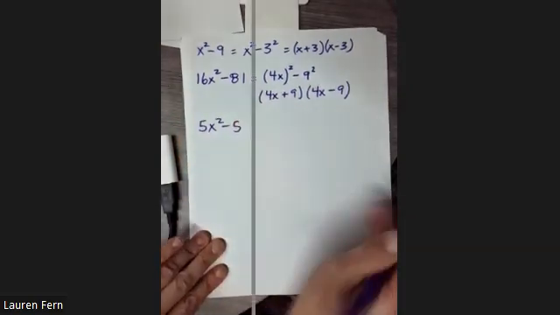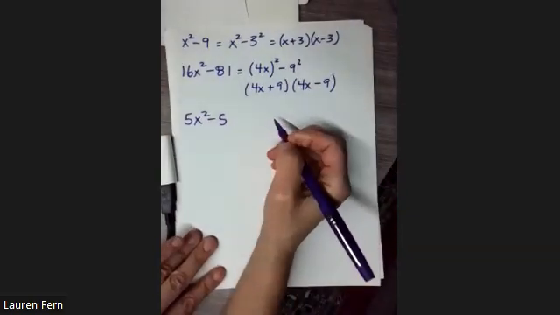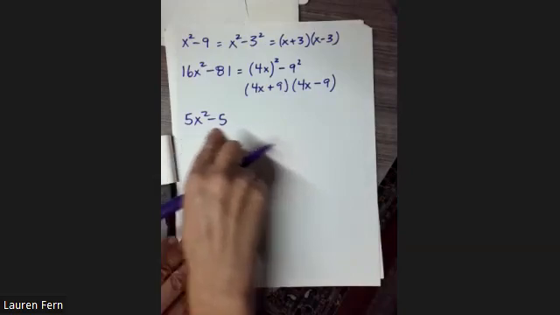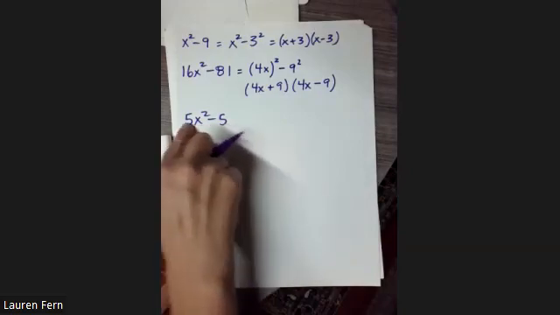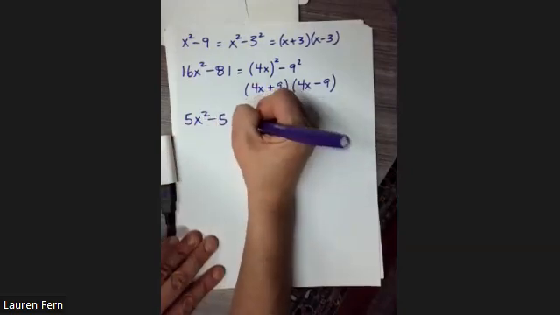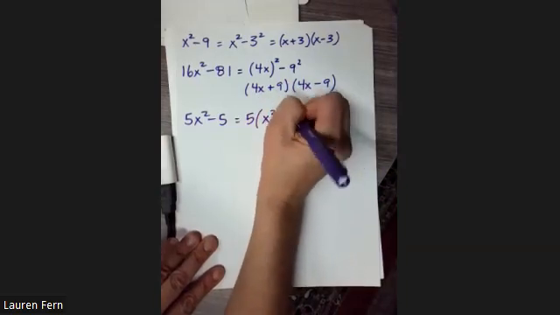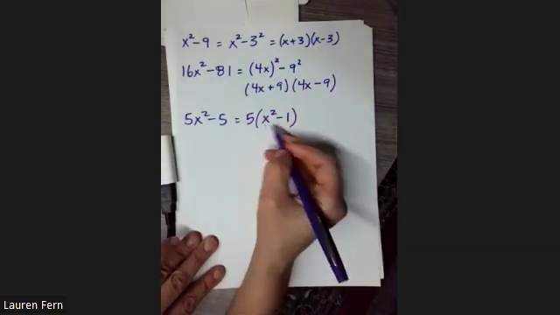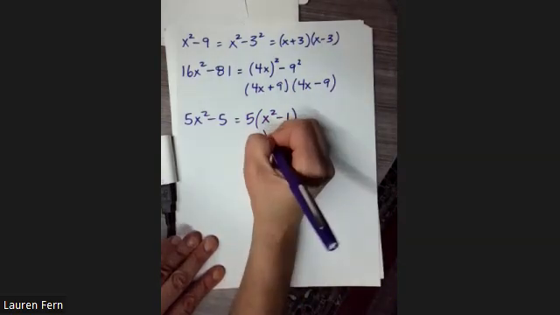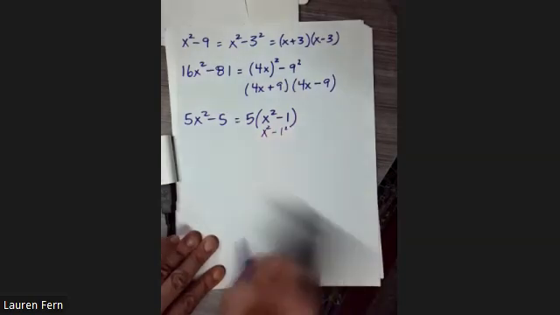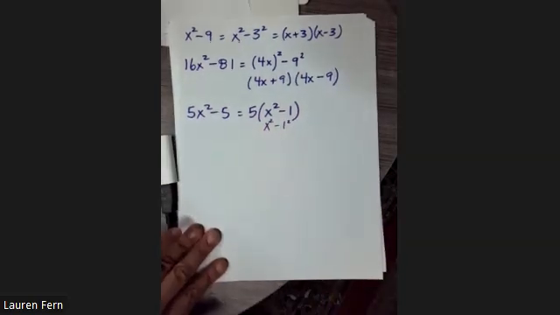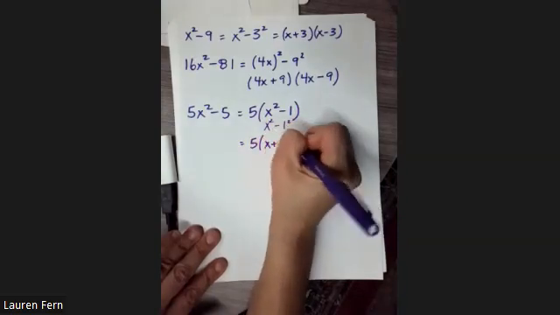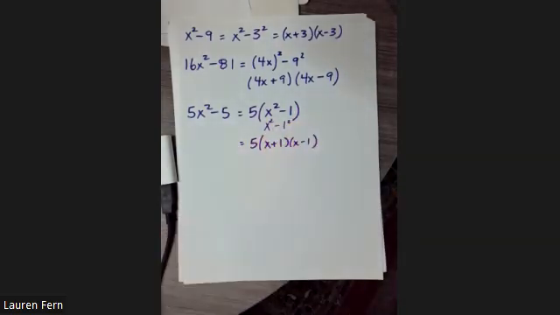I claim this is difference of 2 squares, almost. Remember, the first thing that you're supposed to do whenever you factor is pull out what's in common. We can get that 5 out of there, and we're left with x squared minus 1. Now, you might ask, how in the heck is this the difference of 2 squares? I claim that's x squared minus 1 squared. So we can factor that as x plus 1, x minus 1.